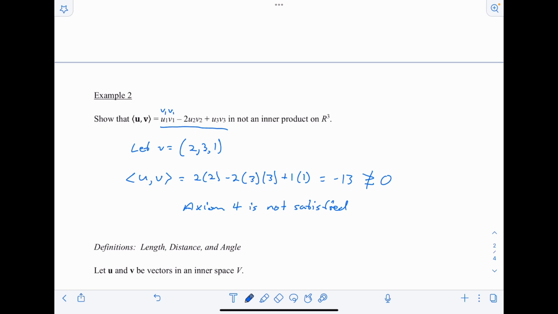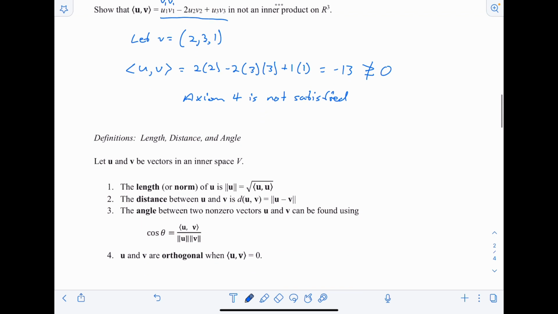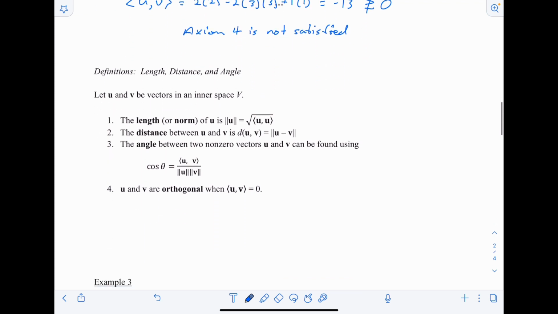All right, let's move on to a little bit of a different topic: length, distance, and angle. A lot of what we're talking about in this section, even though we're applying it in what's called an inner product space, uses the same mathematics we've been doing. So don't let the theory cloud the fact that what we're doing here is what we've always done. We're not changing anything mathematically.